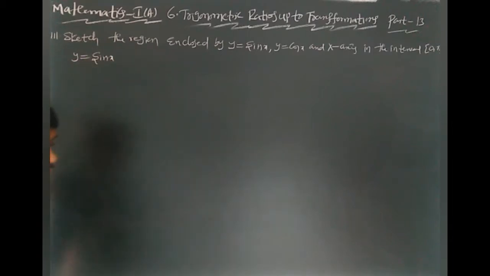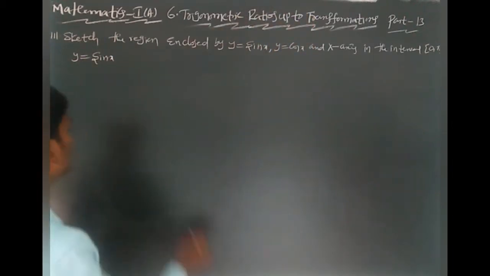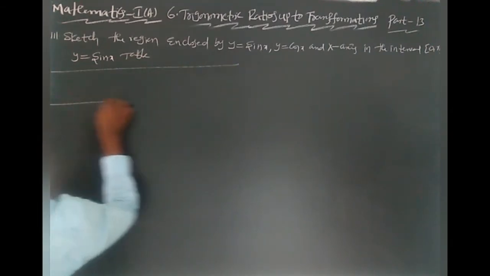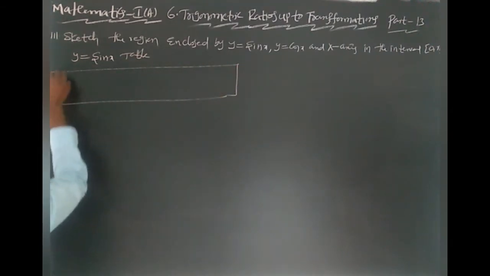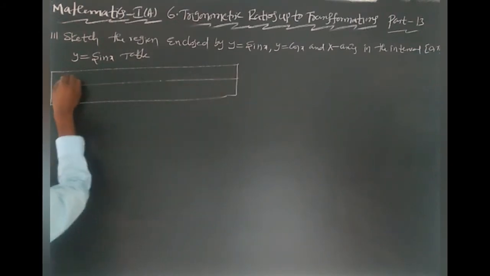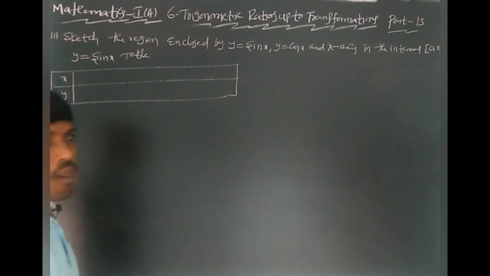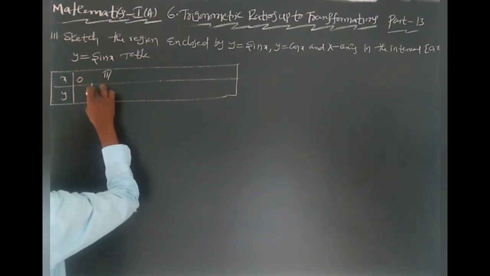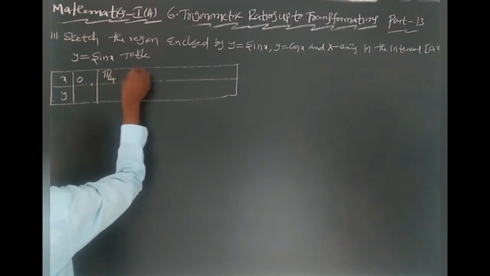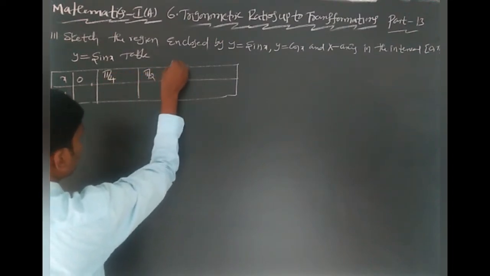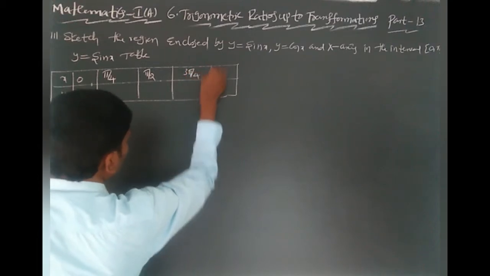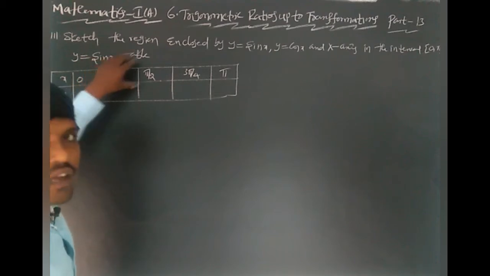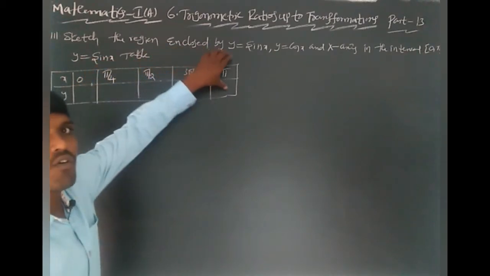For y is equal to sin x, we first write the table. In this table, this one is x, this one is y. First we take 0. After that we take pi by 4, which is 45 degrees. After that pi by 2, after that 3 pi by 4, and after that pi, 180. So 0, 45, 90, 135, 180.